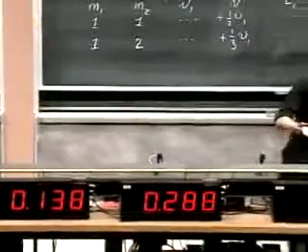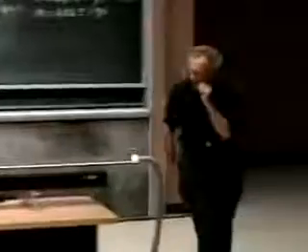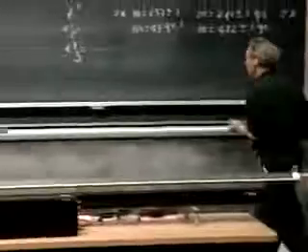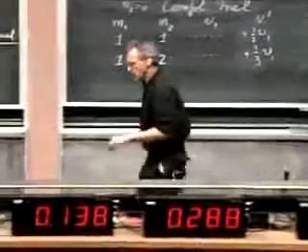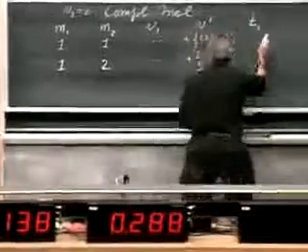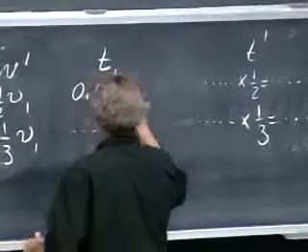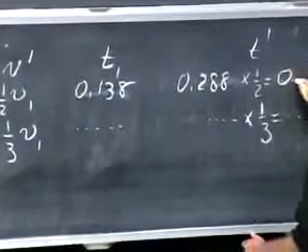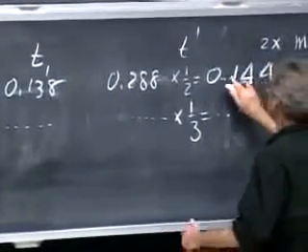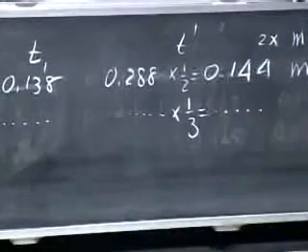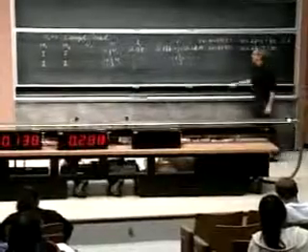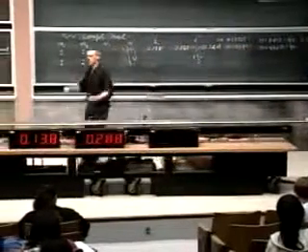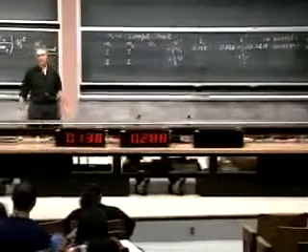All right. What do we see? 138, 288. Divide this by 2 is 0.144. That is, the difference is only 6. And that is only 4% off. That's completely within my prediction that each time could be off by 2.5%.